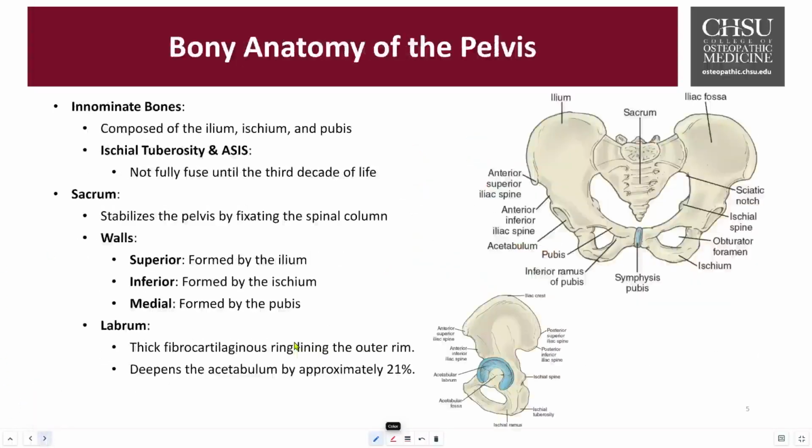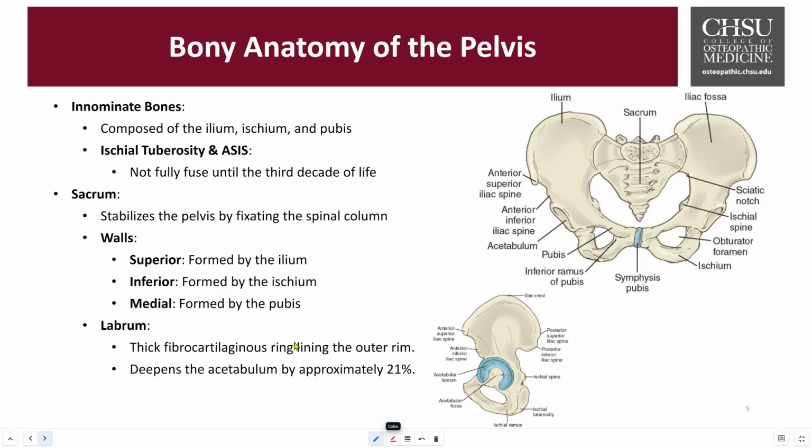The innominate bones, which make up our pelvis, consist of three parts: the ilium, the ischium, and the pubis. These bones form the lateral and the anterior borders of the pelvis. Several key bony protrusions that we want to highlight are the ischial tuberosity, as well as the anterior superior iliac spine, ASIS. The fusion timeline for this is usually until the third decade of life, and this fusion can have quite a bit of implications for bone stability and the movement of an adolescent during adulthood.